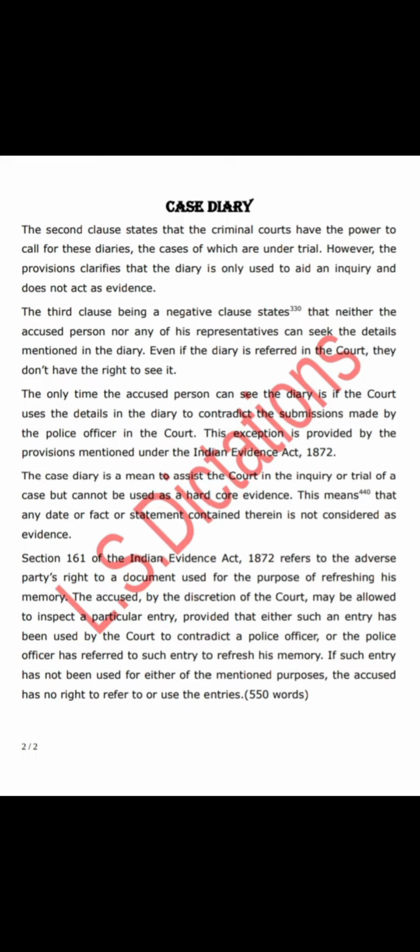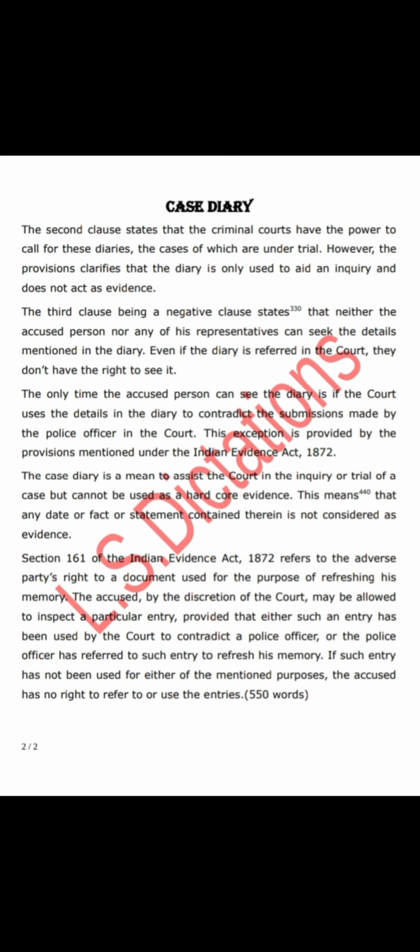The only time the accused person can see the diary is if the court uses the details in the diary to contradict the submissions made by the police officer in the court. This exception is provided by the provisions mentioned under the Indian Evidence Act 1872.